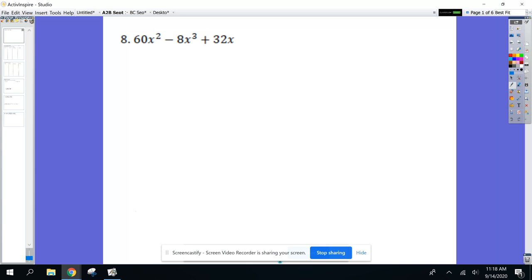By reorder, what I mean is put the highest exponents to the lowest exponents. So I would put the negative 8x to the third first, followed by the positive 60x squared, followed by the 32x. Okay?